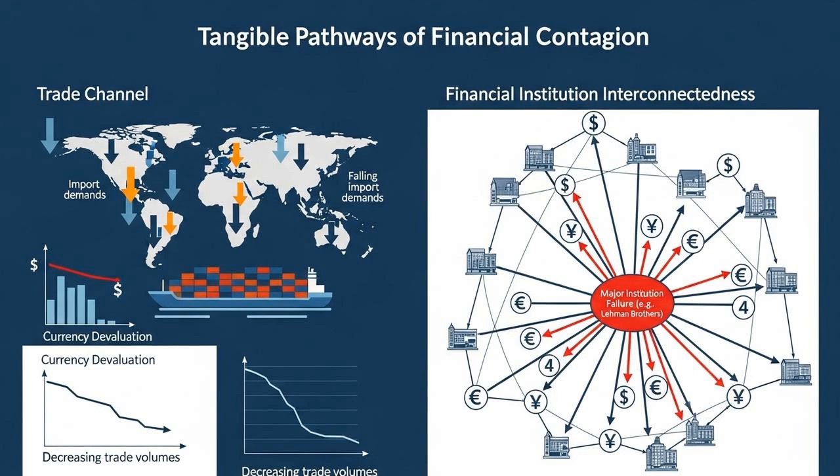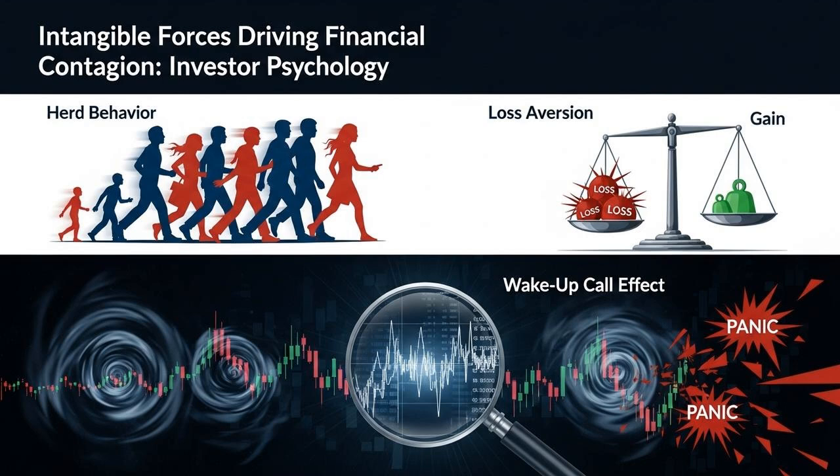And this isn't just about banks. Insurance companies, hedge funds, and other financial players are all part of this intricate web. But these tangible links don't tell the whole story. We also have to consider the intangible forces, particularly investor psychology. The famous economist John Maynard Keynes called this animal spirits.